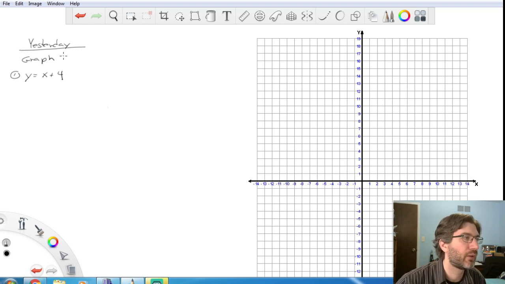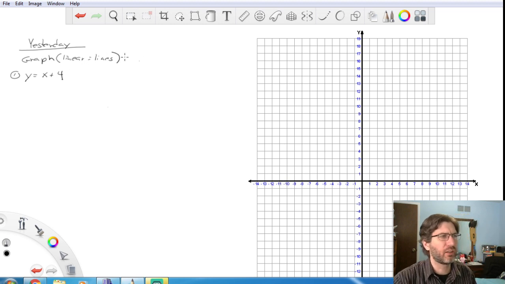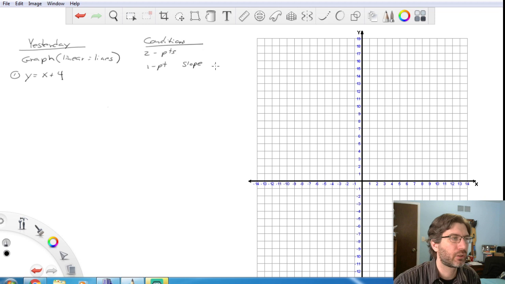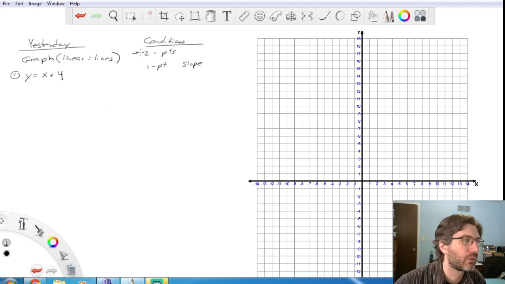I told you before that these are all linear graphs, which means they are lines. And when it comes to graphing a line, you need one of two conditions. You either need 2 points, or you need 1 point and slope, which we haven't talked about very much yet, so you're going to be doing it this way. We just need 2 points that make this true.